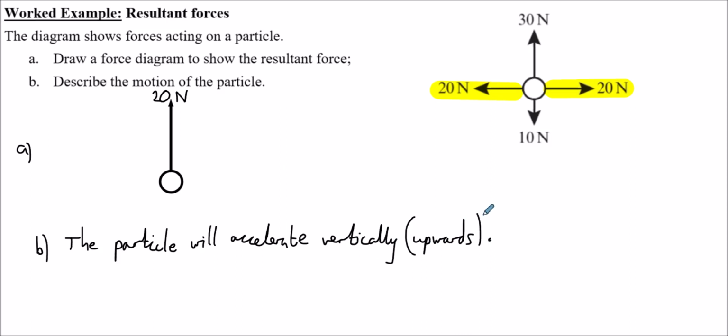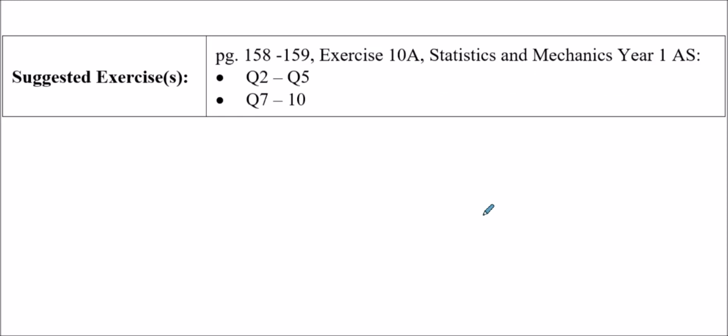So now it's over to you lot. Page 158, exercise 10A on the Stats and Mechanics book. Try questions 2, 3, 4 and 5, and go on to 7, 8, 9 and 10. By now you know what to do. Try the questions, check them each and every one as you go along. If they're wrong, try and see where you've gone wrong. If you're still not sure, ask a classmate. If you're still not sure, ask me either in class, on an email, or via the comment section on this video.